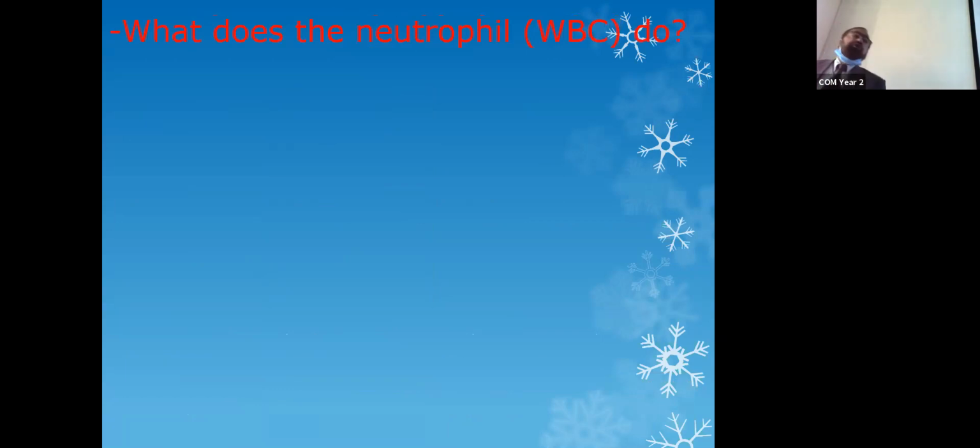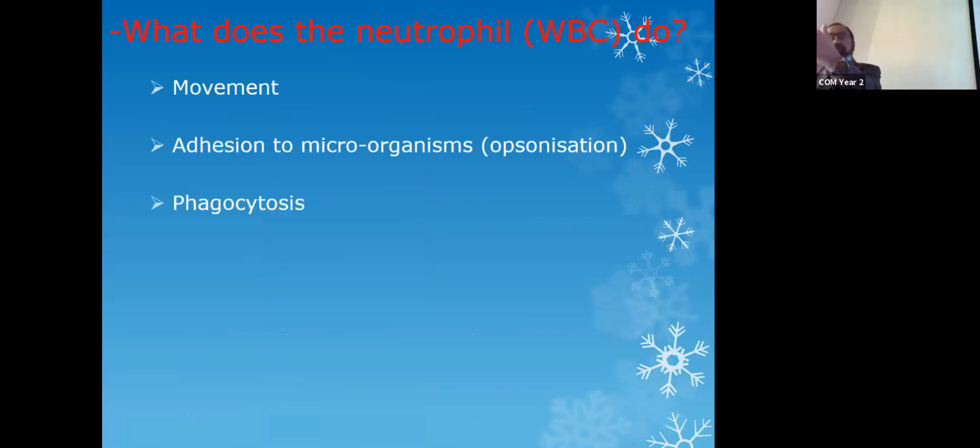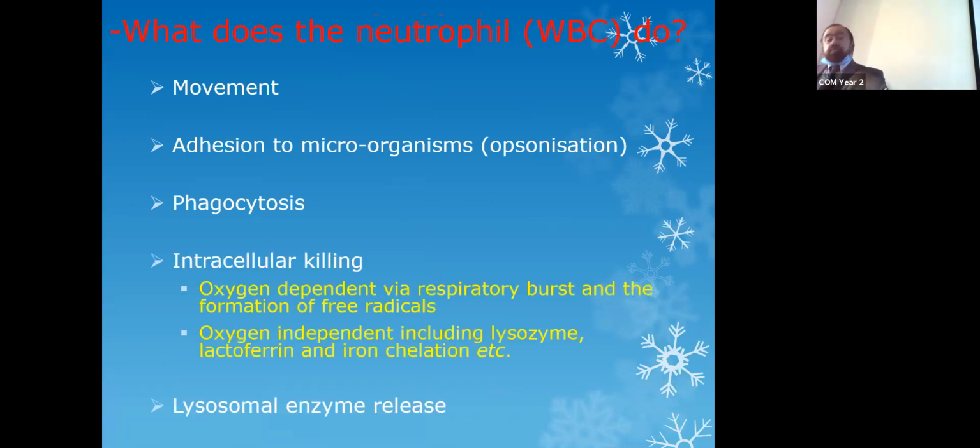Now, what does neutrophil do? Movement from vessel to the point, adhesion to the microorganism. Now it engulfs that, phagocytoses, and then kills the microorganism. For killing, we have two different methods, either oxygen dependent or oxygen independent. The important one is oxygen dependent. Independent one we will discuss, but the important one is more than 100 times more powerful than this one. And then we have a lysosomal enzyme.